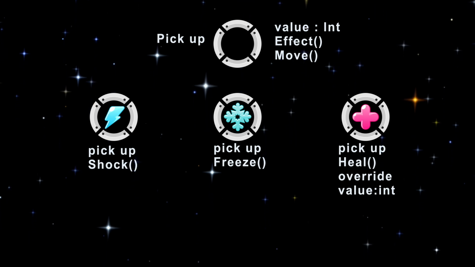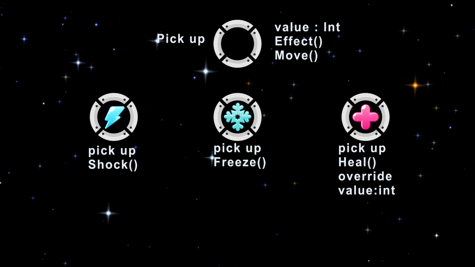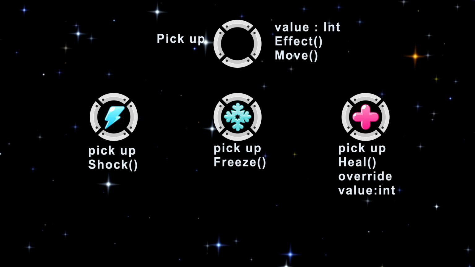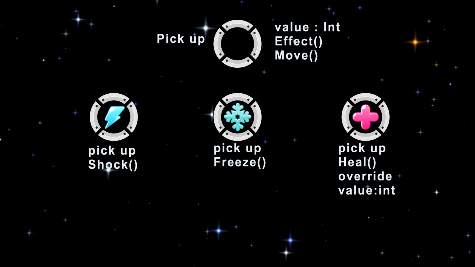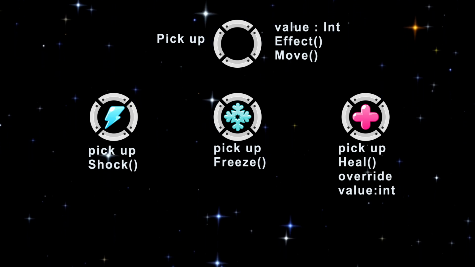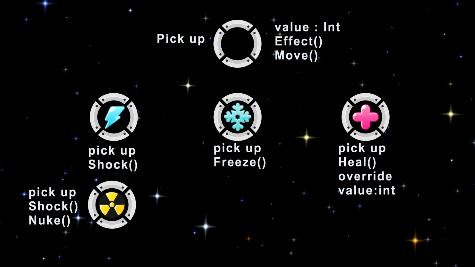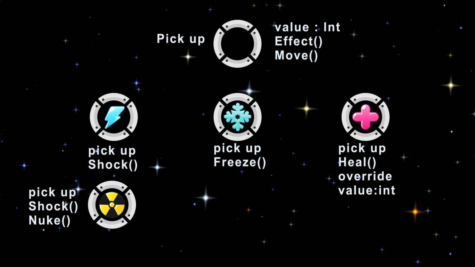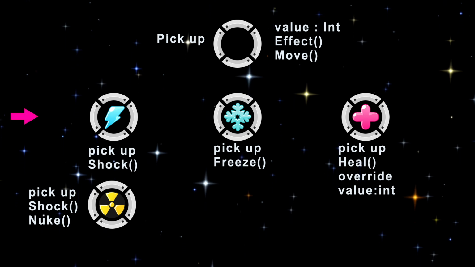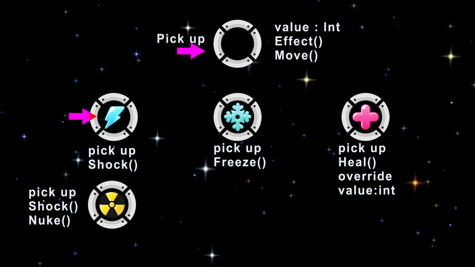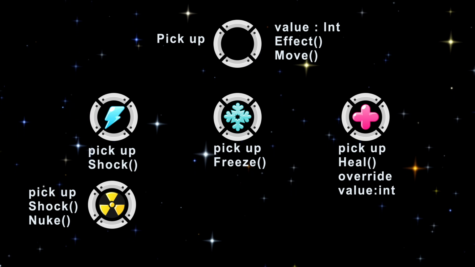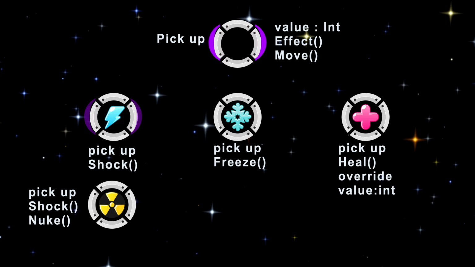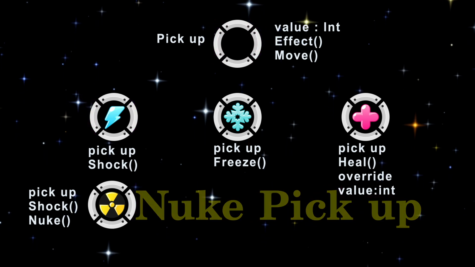And another great thing about this is that if for any reason we wanted to override an inherited function or property, like in the heal pickup, we could just override it and declare a new function or property. But it does not stop there. Let's say we have a nuke pickup that has the nuke function. We could have the nuke pickup inherit from the shock pickup, which inherits from the pickup. This means that it would carry over all the functions and properties of the shock pickup, the pickup, and also add the functions of the nuke.